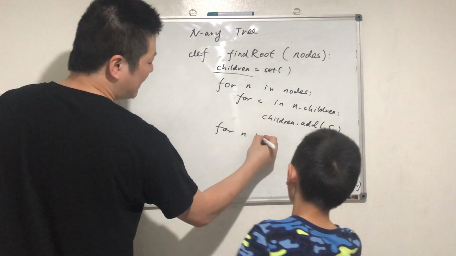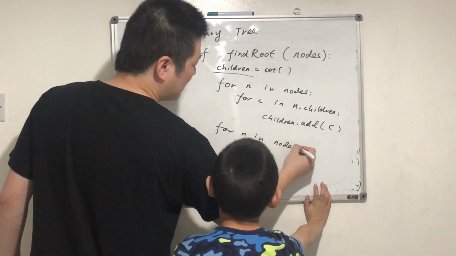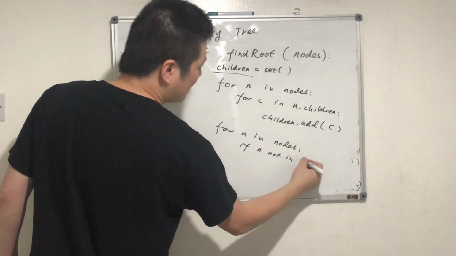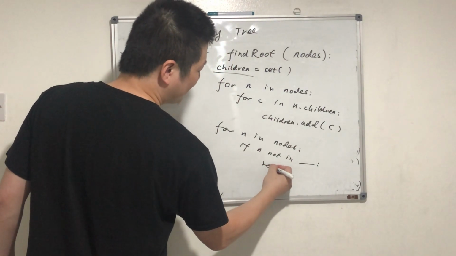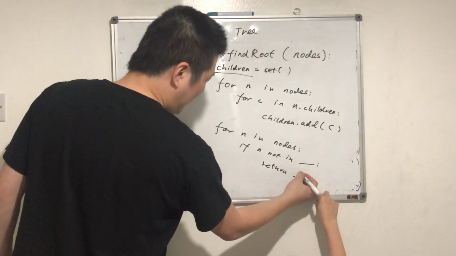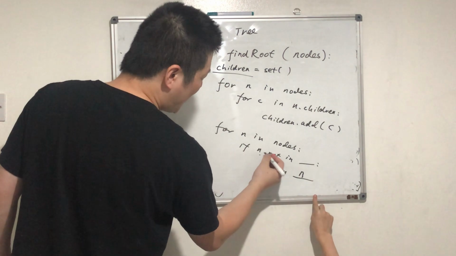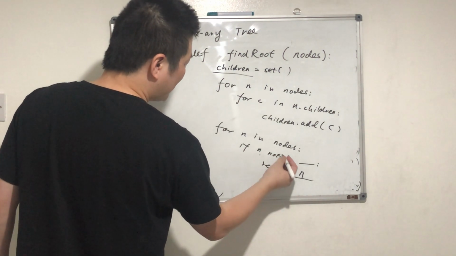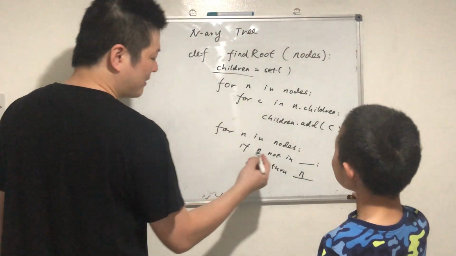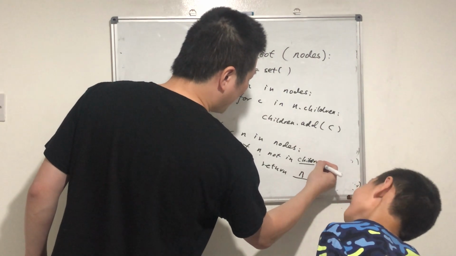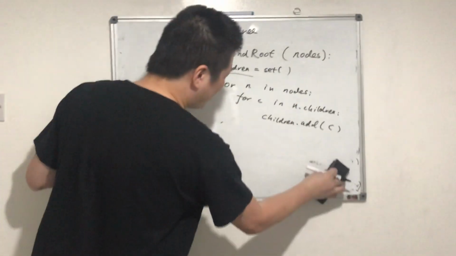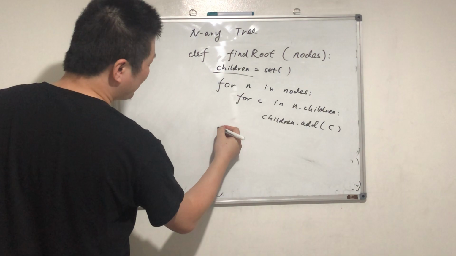And then now look, for n in note: if n not in what? Return what? That's it. Return n! If n not in what? The set! Which set? Children, yes. Come on. Because we are looking there, right? Eric, so look! This is the children set we already have.